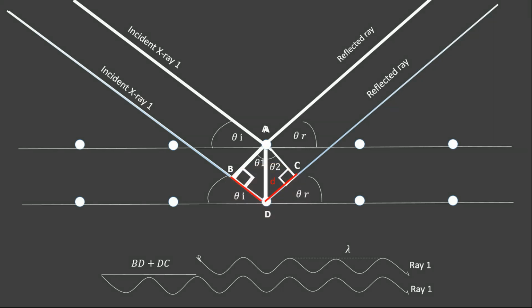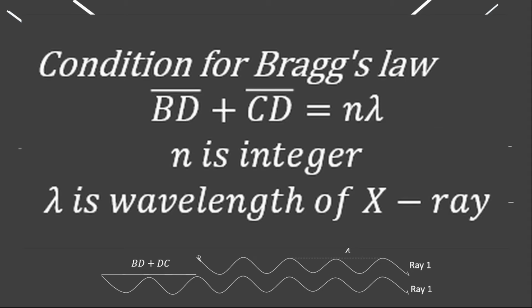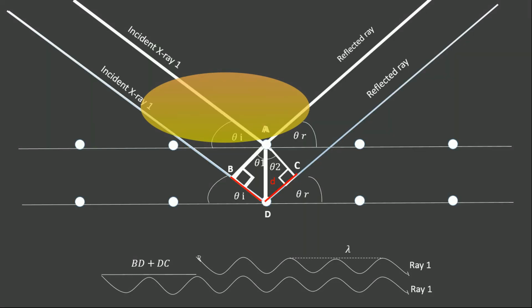For this X-ray to produce constructive interference, which we need, it is necessary for these two beams to be in phase. So this length AD plus DC must be equal to an integer multiple of wavelength. If this length is not an integer multiple of wavelength, then these beams will not be in phase and there will be no constructive interference. So we must have AD plus DC equal to an integer multiple of wavelength. Now substitute the values for AD and DC in this equation.